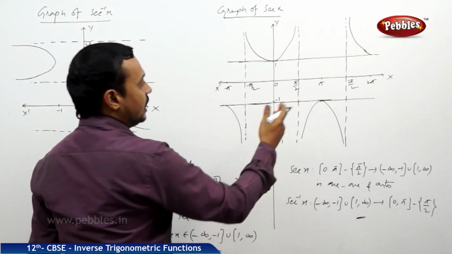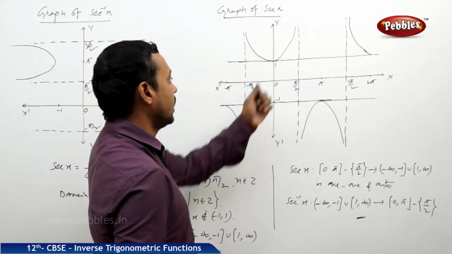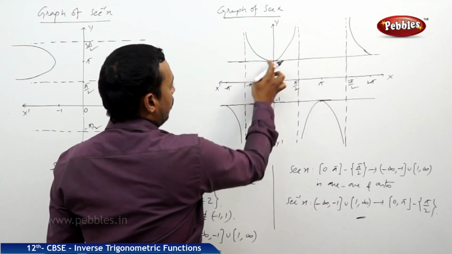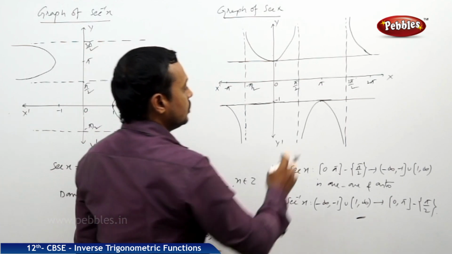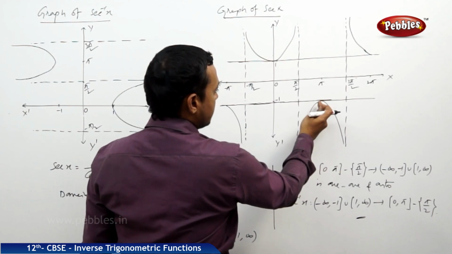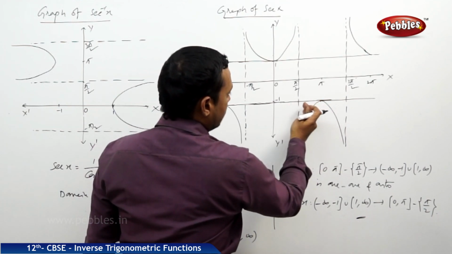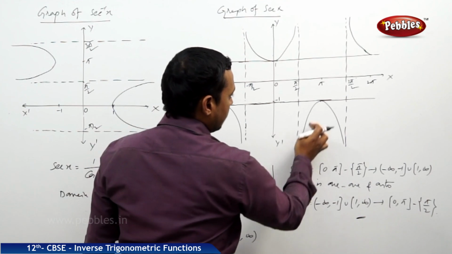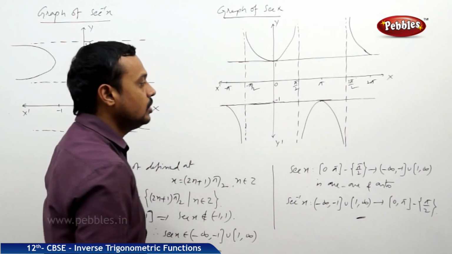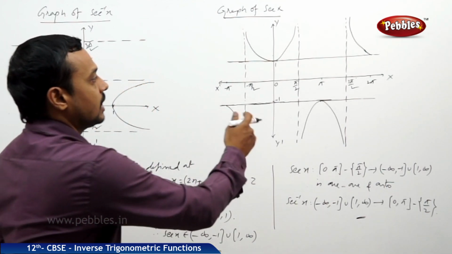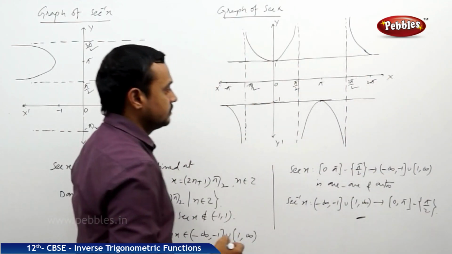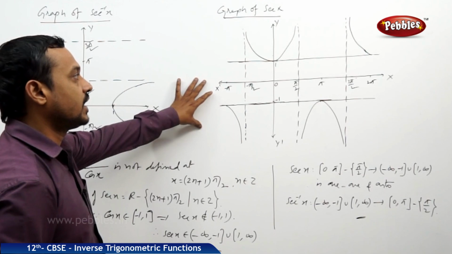As we take the values, secant 0 is 1, secant pi by 2 is tending to infinity, secant of minus pi by 2 is also tending to infinity. Secant pi is equal to minus 1; as x tends to pi by 2 it goes to minus infinity, and as x tends to 3 pi by 2 again the secant x values tend to minus infinity. Similarly, from 3 pi by 2 to 2 pi the graph is decreasing like that. Okay, this is the graph of secant x.